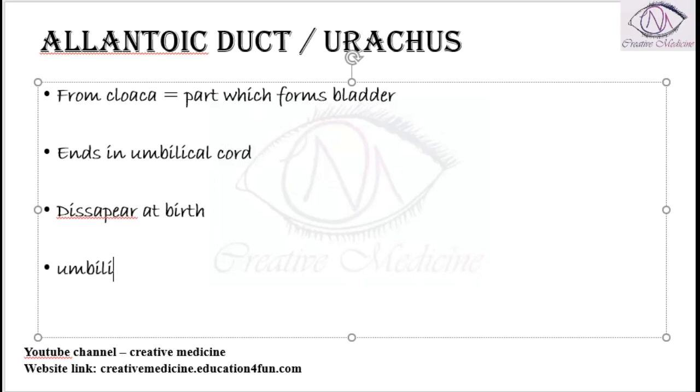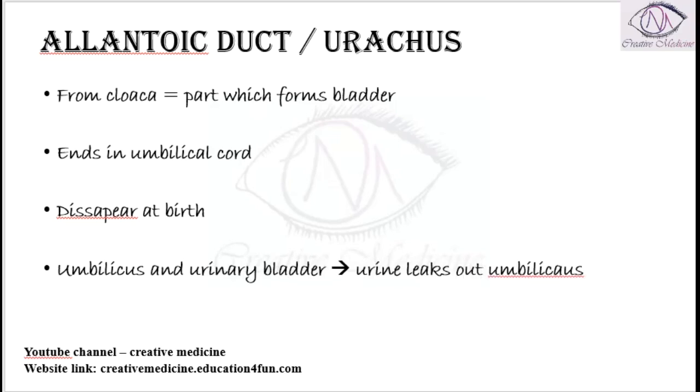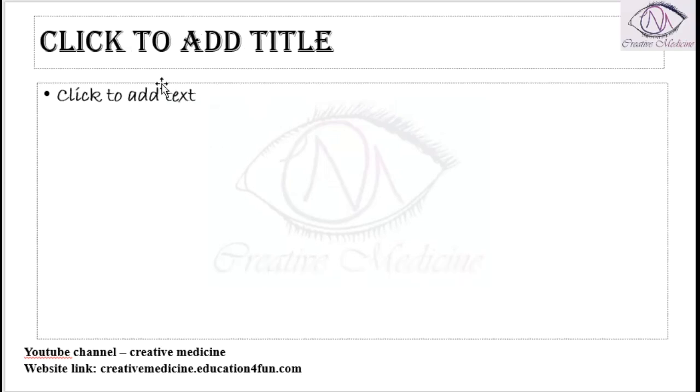urinary bladder, and then you will see that the clear yellow fluid, which is nothing but the urine, trickling out or coming out of the umbilicus, if the urachus is still patent in a newborn. So that is one umbilical cord remnant, that is allantoic duct or urachus.